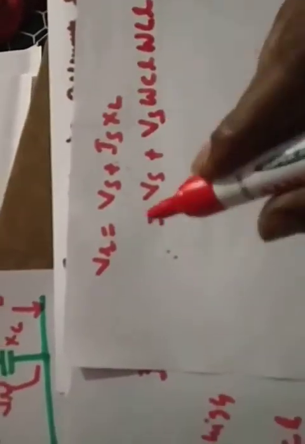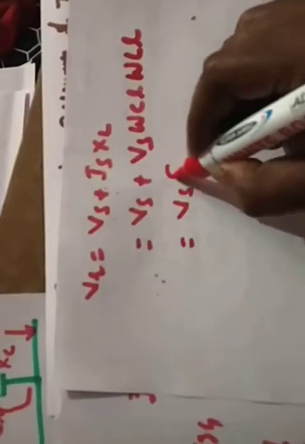Alright. So what is the Vs? What is the Is value? You know the value of Is. Is is equal to Vs omega C. Into XL is there, right? XL means omega L into L. So if you take Vs common, 1 plus omega square C L L square.